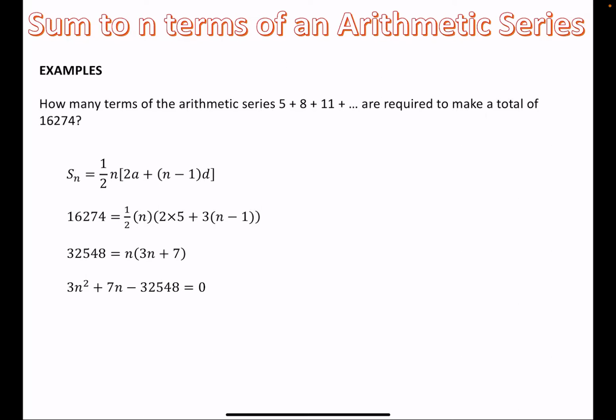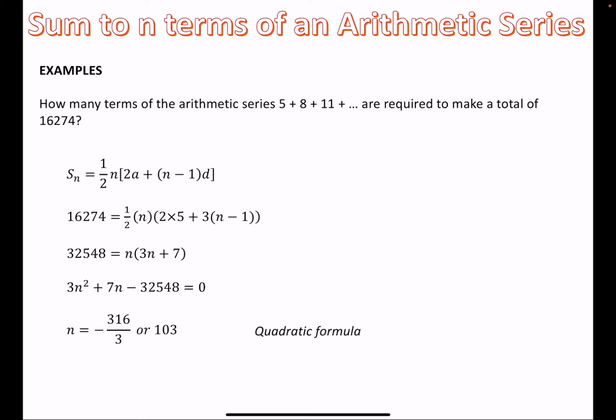Right, you can try factorizing that if you want. There's no common factor past this point, but it might be easier in a situation like this to just use the quadratic formula, because then you're finding factors of 3 times 32,548, which again, might be quite complicated.